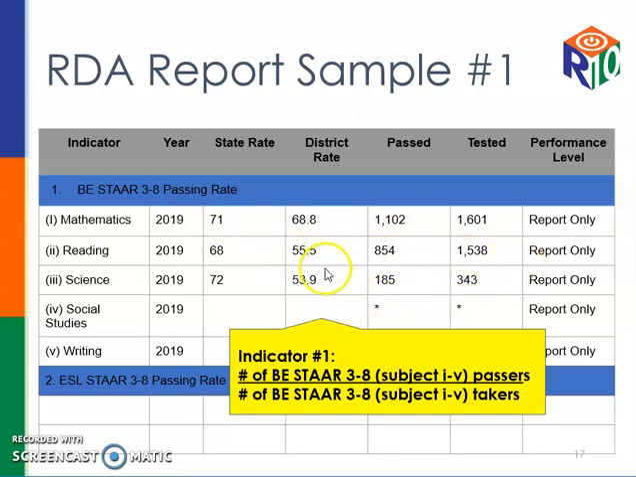If there was a PL assignment cut point, then you will see what PL this rate landed in. But because there are no cut points available, and because this is report only, you will not receive a performance level. Again, this is indicator 1, and this is an example from the bilingual ESL program.